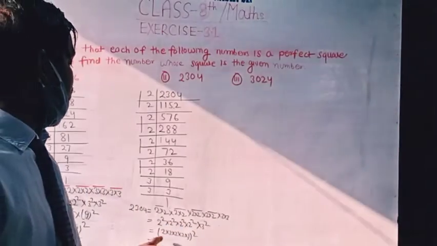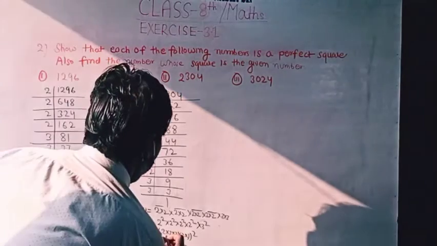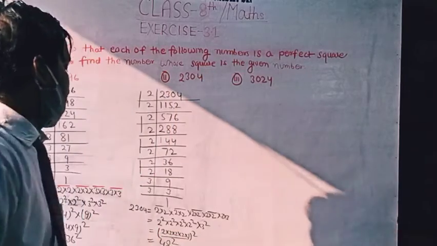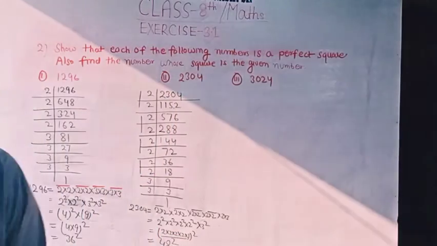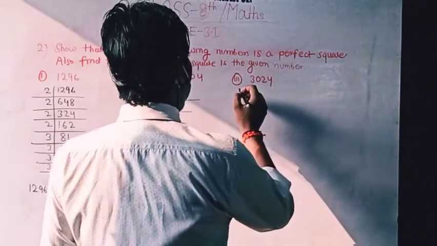Here this is 2 to the 4, 2 to the 8. Now multiply overall, so we will get 48. So the given number is the square of the natural number 48. Okay, 48. Now move to the third part.